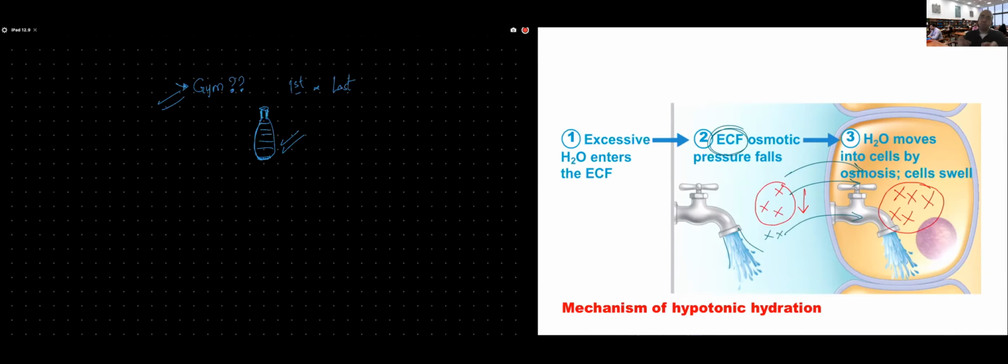Although two people might be performing the exact same exercise, one is going to be sweating more than the other. It's according to his body weight, his metabolic activity, and many other factors. All right.